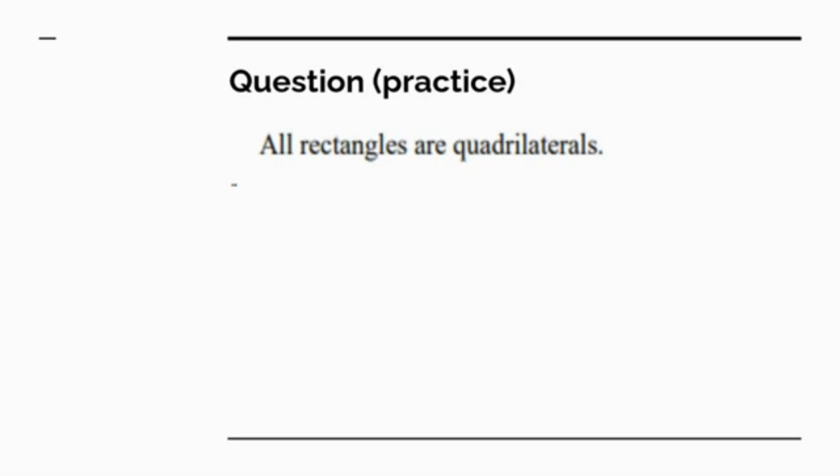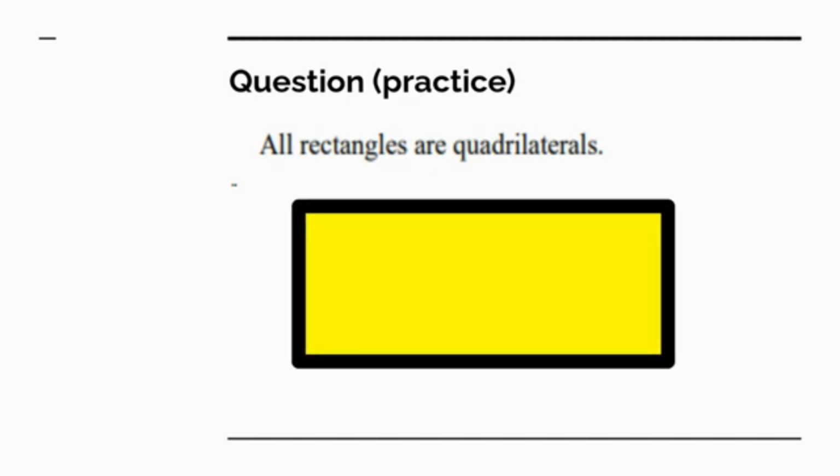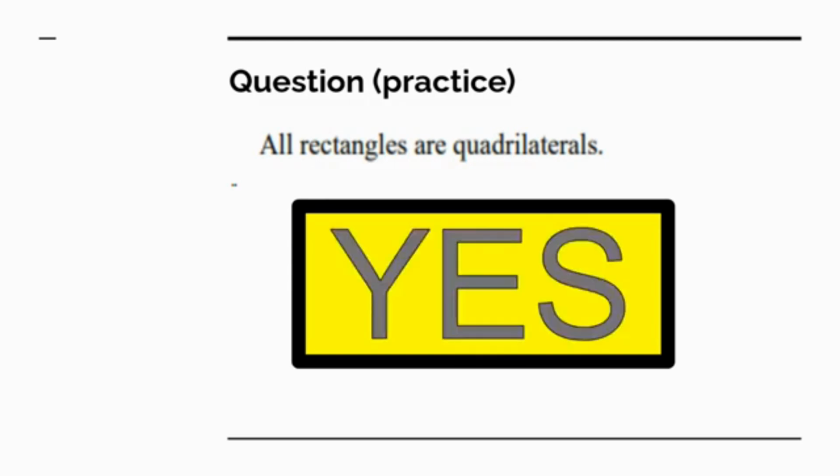Let's say you were given this statement on a test or on a worksheet that you had for class. All rectangles are quadrilaterals. Look at your notes, then apply these notes to this shape. Our notes tell us that a quadrilateral is a closed shape with 4 sides. The rectangle on the screen is complete and closed, so the answer is yes.